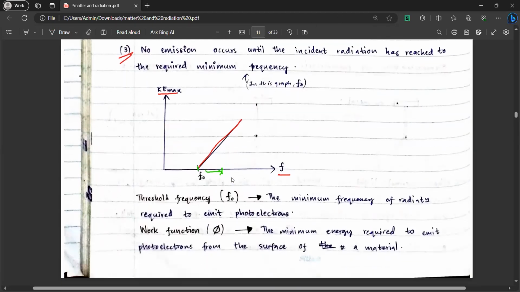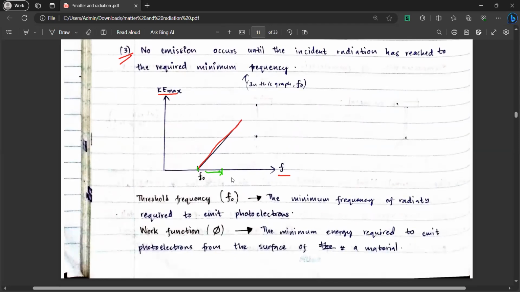So this minimum frequency, we call it the threshold frequency. And the minimum energy required, we call it the work function. Just now I wrote E naught, that is the work function. So note them also.